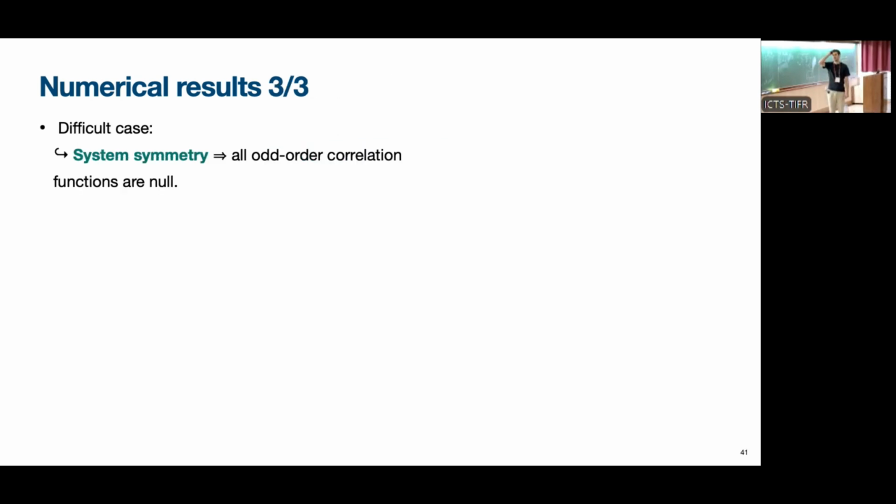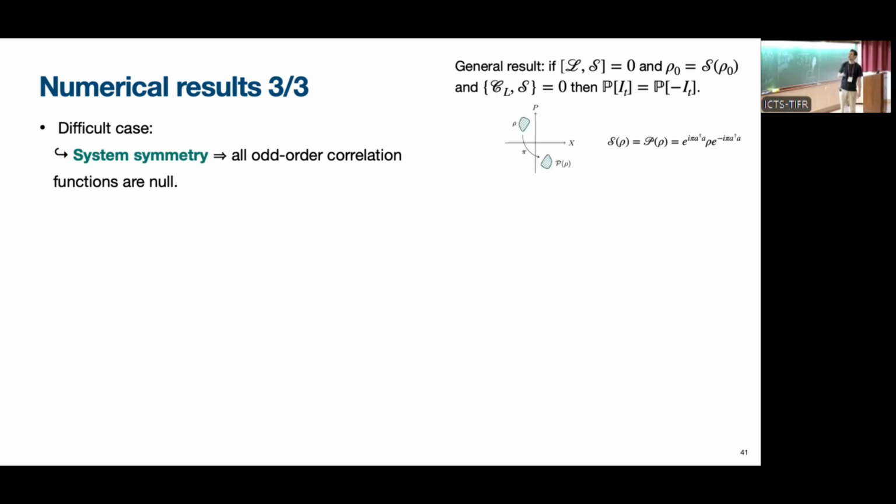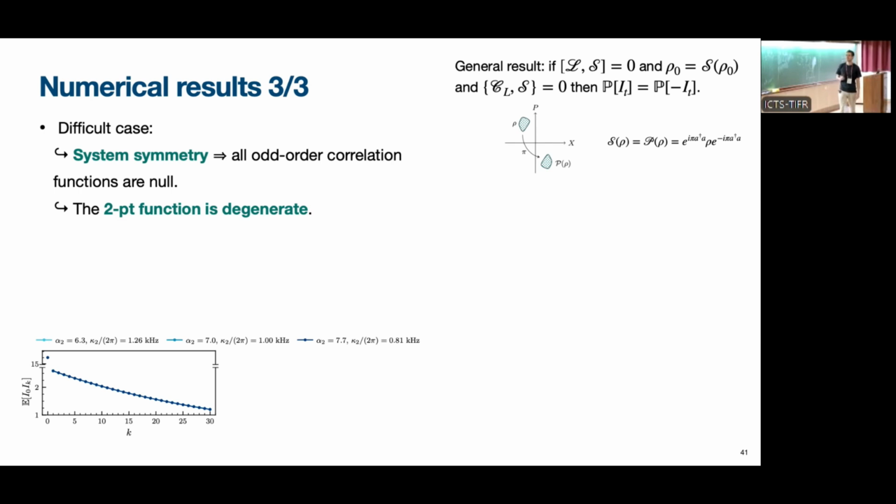So it's actually a difficult case because the system has some symmetry. The Liouvillian I showed you commutes with a parity superoperator. And as a consequence, all the odd order correlation functions are null. This is a general result, but I will not detail it too much. And it also turns out that the two-point function is degenerate. So if you look at different combinations of parameters, the two-point function curves are superimposed, okay? So there's two solutions.